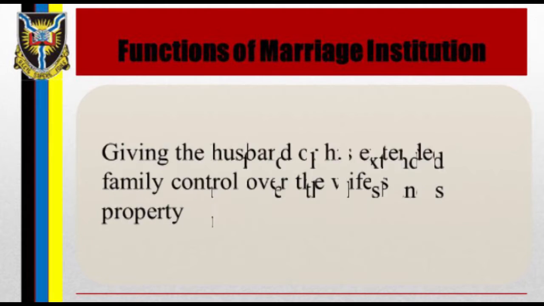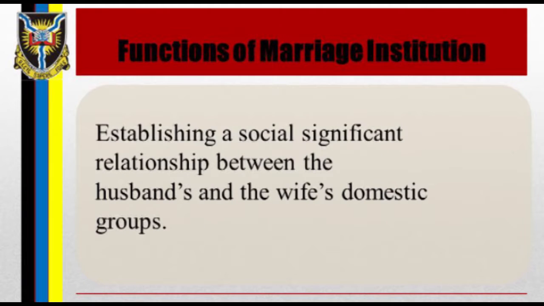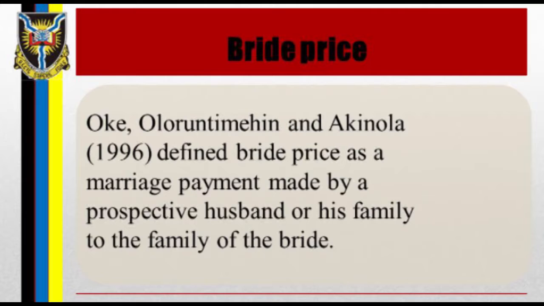giving the wife or her extended family control over the husband's labor power, giving the husband or extended family control over the wife's property, giving the wife or her extended family control over the husband's property, establishing a joint fund of property for the benefit of the children, establishing a socially significant relationship between the husband and the wife's domestic groups. Bride price and dowry.